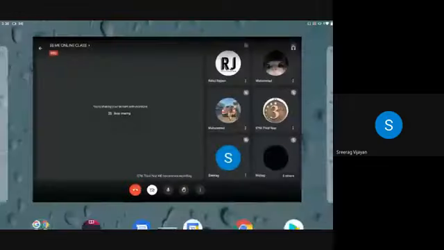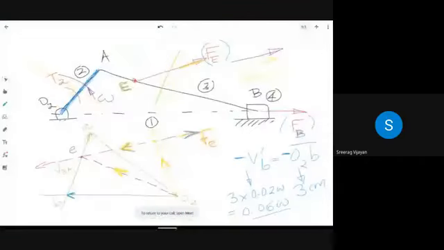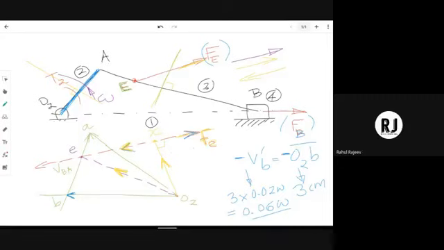The value of V dash B. So how we have found out the value of V dash B and V dash E, I hope this is clear for you. Yes, sir.